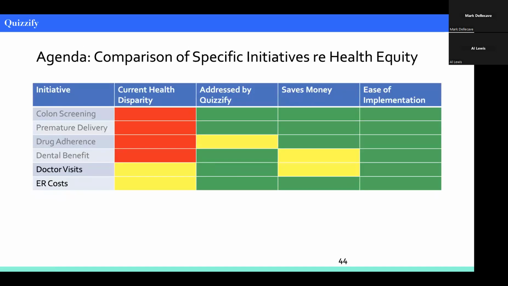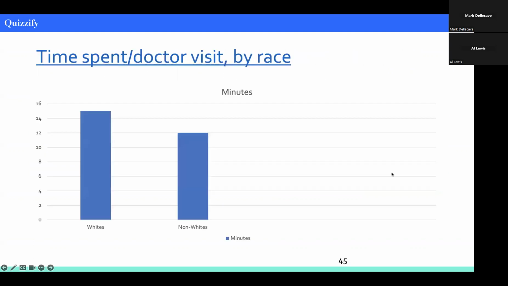Okay, now let's get to, I would be lying if I didn't say this was our favorite part, because it involves Quizzify directly. In fact, next month we're going to do a more in-depth webinar on these topics. Doctor visits and ER costs, addressed by Quizzify. This one saves a lot of money. This one is just going to make your employees happier. And once again, very easy to implement this stuff.